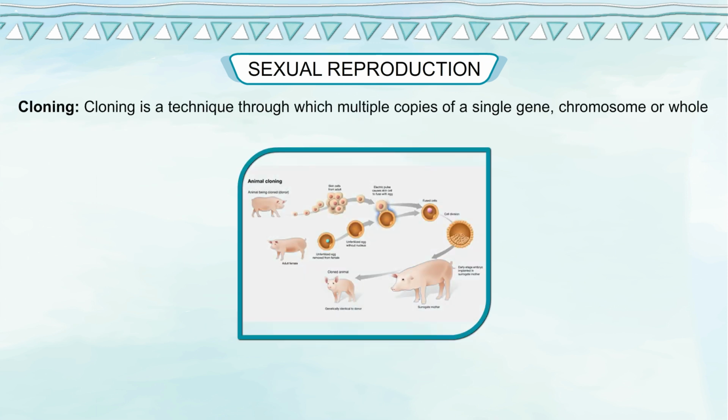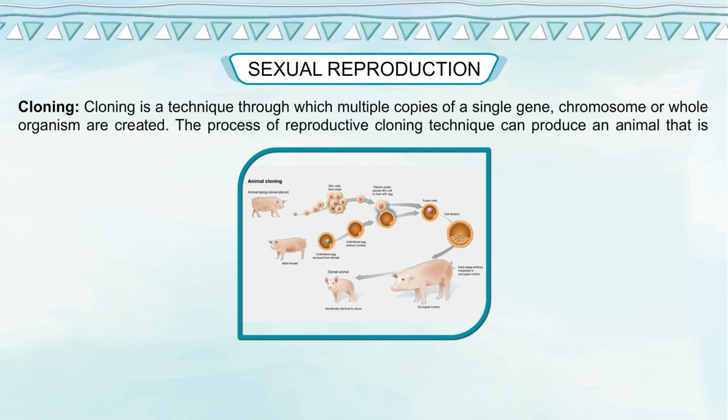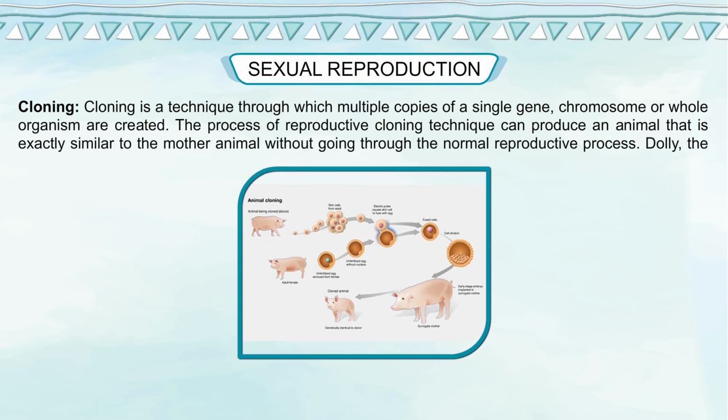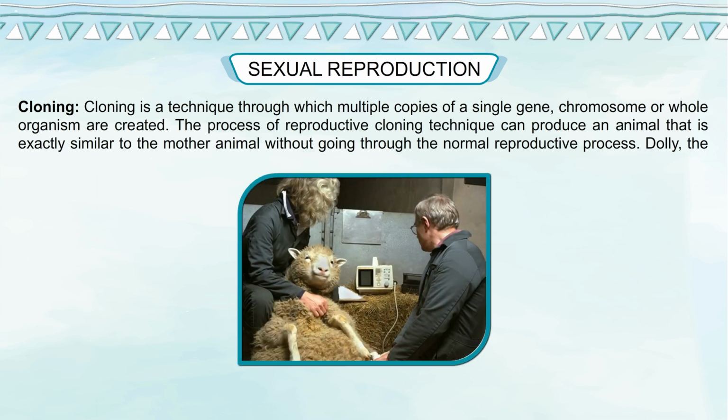Cloning. Cloning is a technique through which multiple copies of a single gene, chromosome, or whole organism are created. The process of reproductive cloning technique can produce an animal that is exactly similar to the mother animal without going through the normal reproductive process. Dolly the sheep was created using this technology at Roslin Institute, Scotland.